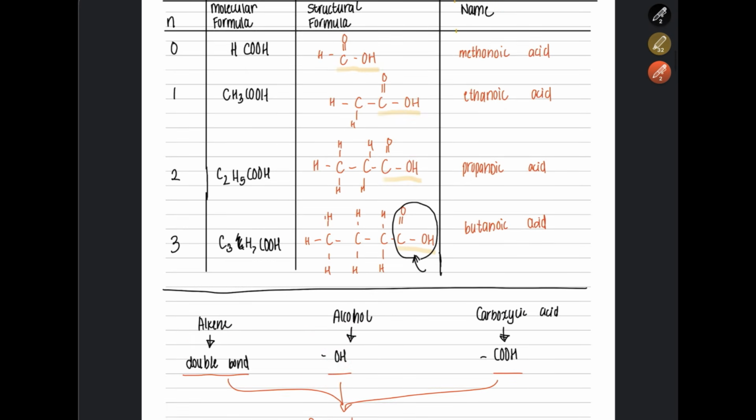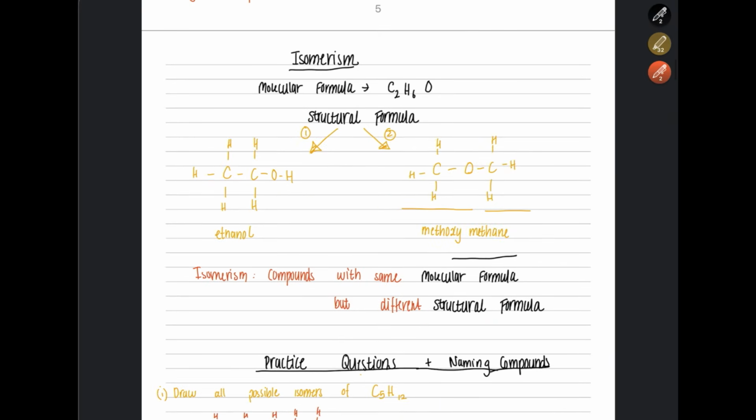If a chemical reaction occurs on this ethanoic acid, it's going to attack this area, okay, the carboxylic group. Now we can discuss isomerism. In isomerism, the molecular formula is same, but the structural formula differs. For example, if you look at the molecular formula, it's C2H6O.